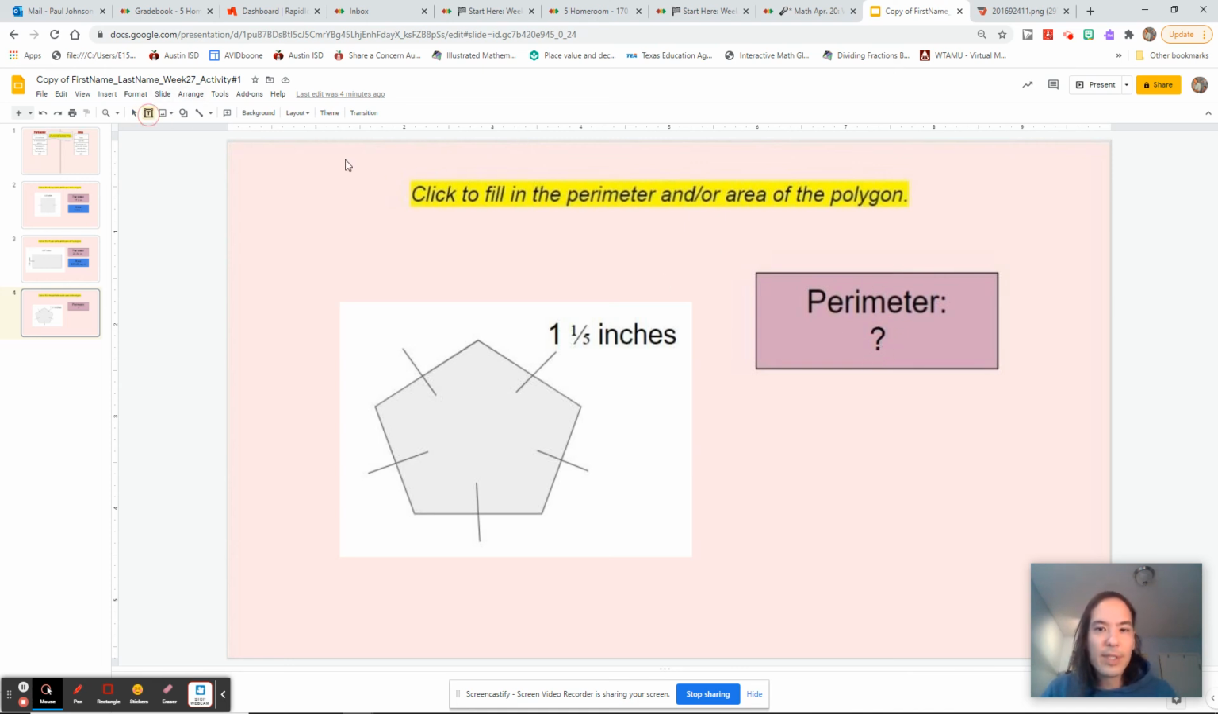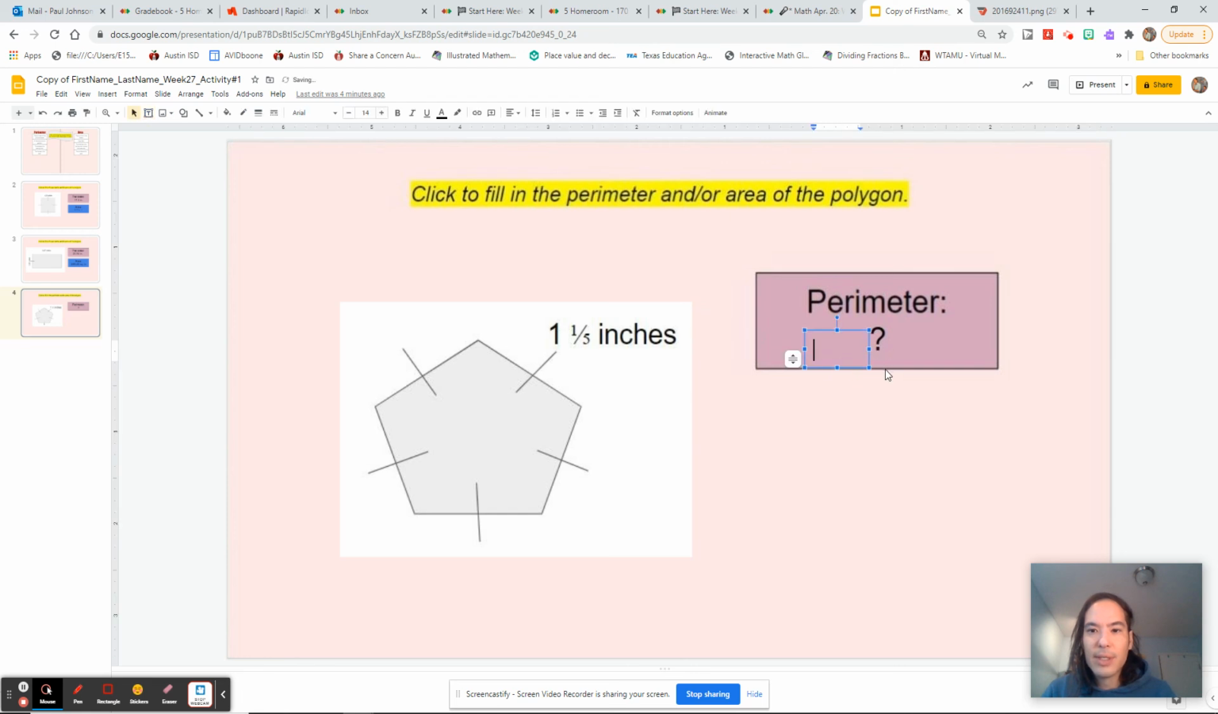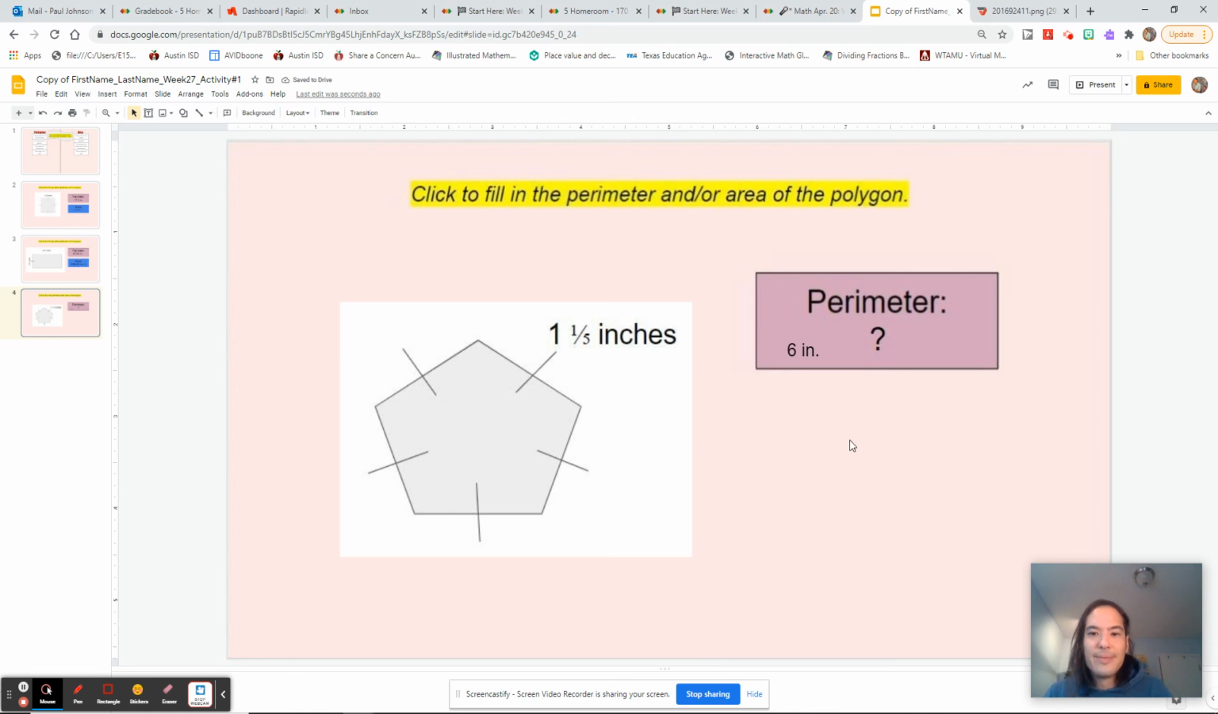Oh no, they didn't give us a text box. Let's make our own text box. Not only 6, but 6 inches. All right. And I don't know why they didn't give you a text box. You'll have to make your own. So, hooray. You've made it to the end.